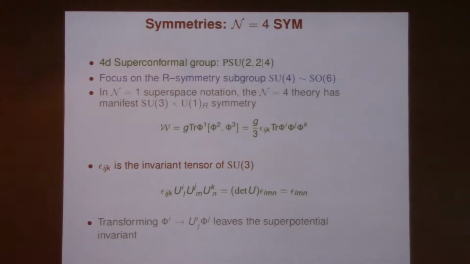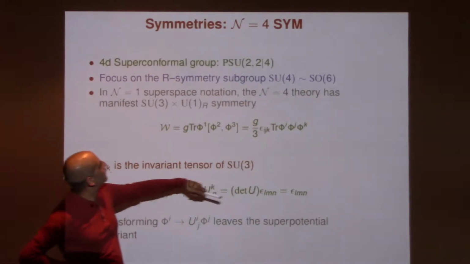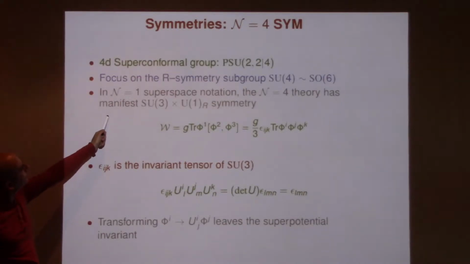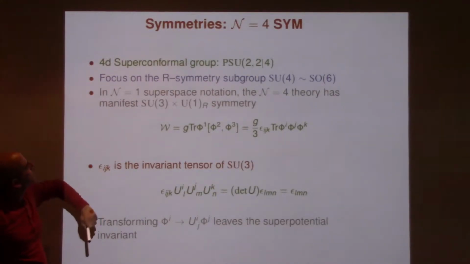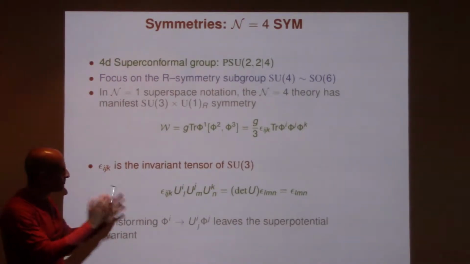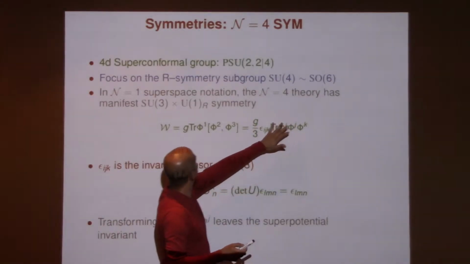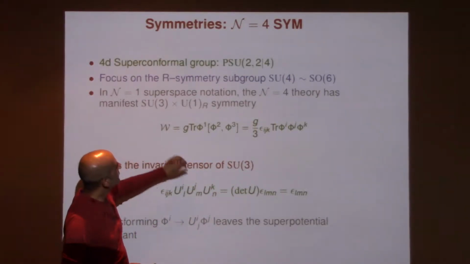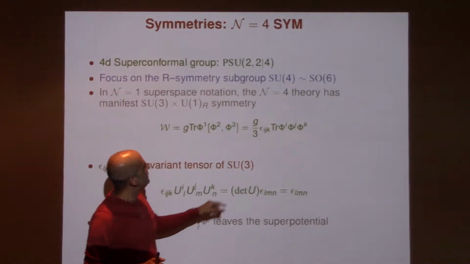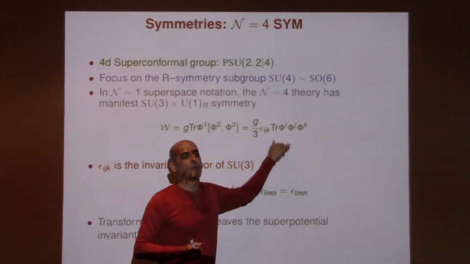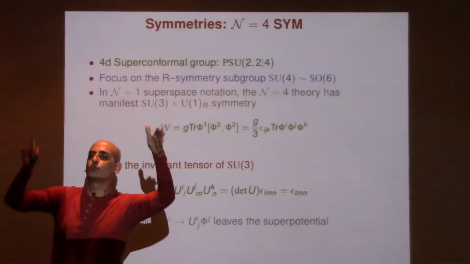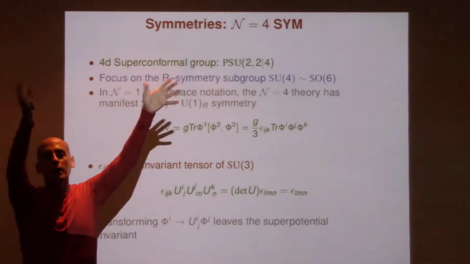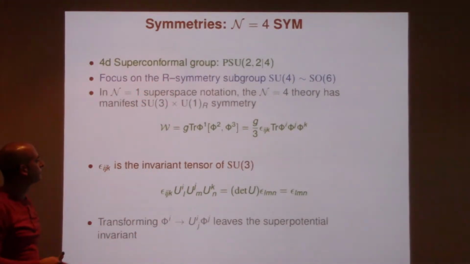But let's focus a bit on the symmetry. Okay, the symmetry, you have the superconformal symmetry. In that, you have this SO(6) that was mentioned earlier today. And in N equals 1 superspace, the part of this SO(6) that's manifest is actually an SU(3) times U(1). There's a U(1) acting on phi, and there's an SU(3) which rotates these phi's among themselves. So think of these phi1, phi2, phi3 as a column, and you can have an SU(3) which rotates them.